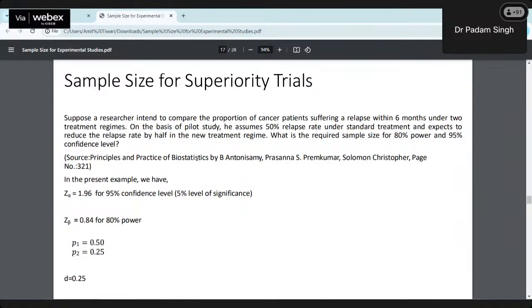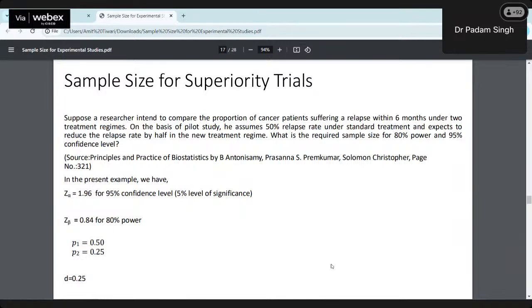Now to test this, what is the sample size required with 95% confidence level and 80% power? Now same type of thing. This example I have taken from this book reference I am citing. Please see in this situation, the value of Z alpha is 1.96. The value of Z beta is 0.84. The values of P1 and P2 are given here. These are 0.50 and 0.25.